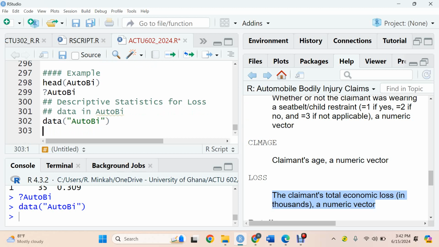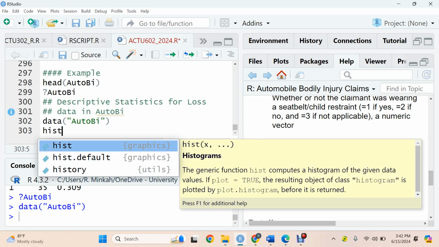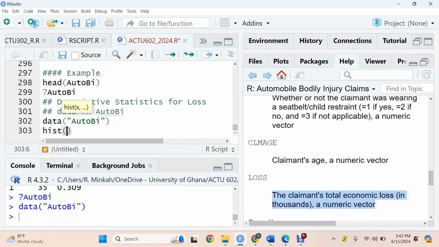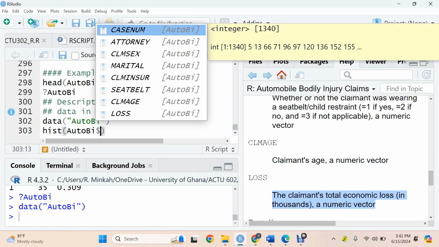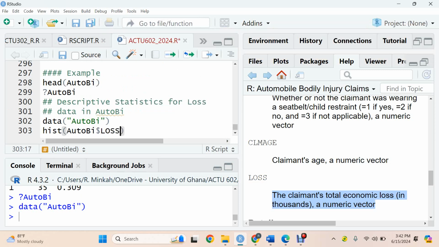Okay. So you said histogram. How do I get a histogram? Hist. Okay, good. Okay, then what do I have to do? Auto BI, dollar sign, loss. Good. What else? That's all. Okay. Nothing. Okay. So let's try this.